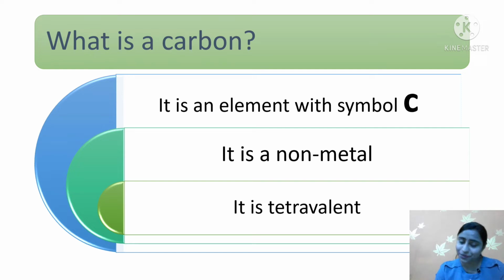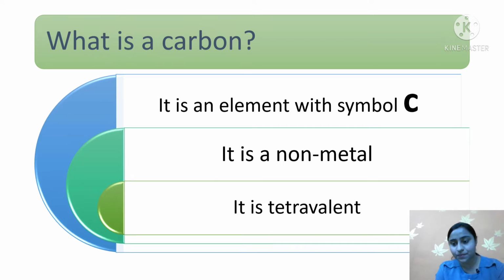But before proceeding to today's topic, I would like to give you a very short and quick revision of what we have studied earlier. So, students, what is carbon? Carbon is an element with symbol C. Yes, carbon is represented by a symbol C, and it is a non-metal. And another very important term, it is tetravalent. Students, what do you mean by tetravalent? Actually, carbon has 4 electrons in its valence shell, and that is the reason it is known as tetravalent.